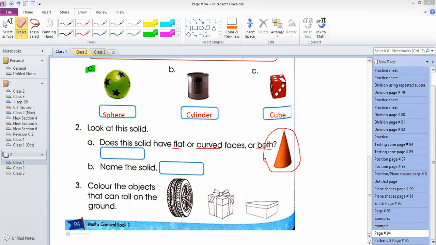Muhammad Ahmad, I did not get your answer. Arish, very good. Alright, now I'm going to open your mic and you will tell me, does this solid have flat or curved or both? What should I write, guys? Both.